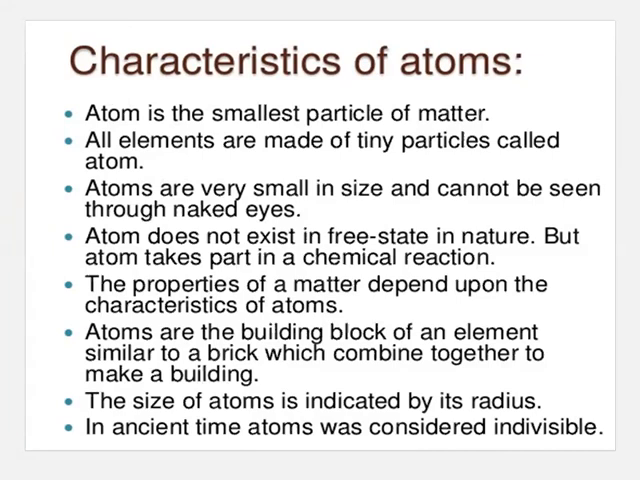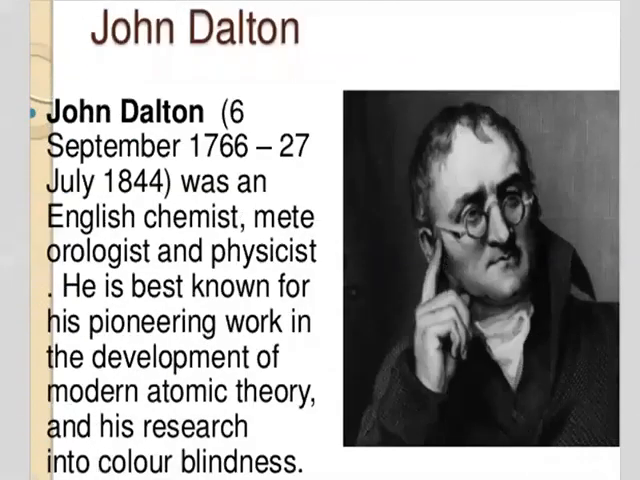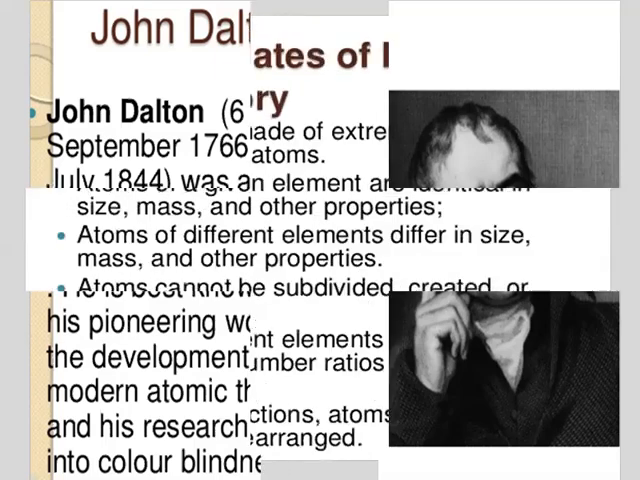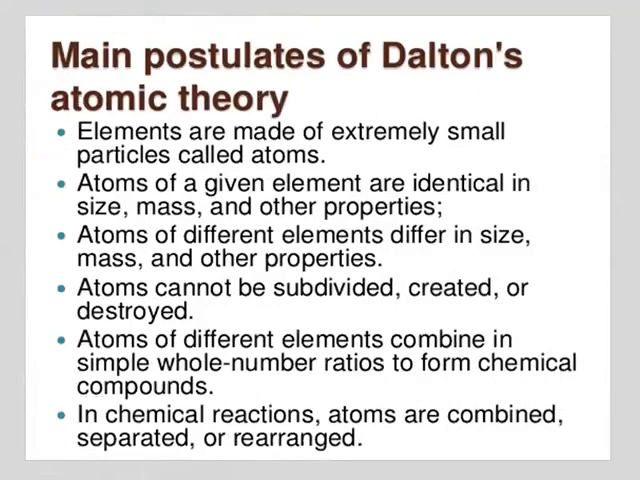The size of atoms is indicated by their radius. In ancient times, atoms were considered indivisible. John Dalton, an English chemist, meteorologist, and physicist, best known for his pioneering work in the development of modern atomic theory and his research into color blindness, gave the characteristics and properties of atoms through his atomic model. We call this atomic model Dalton's atomic model.